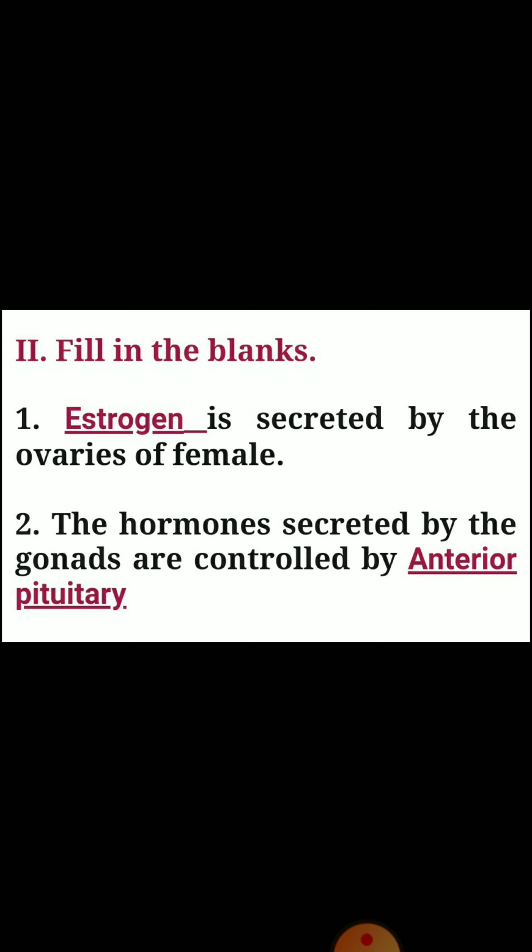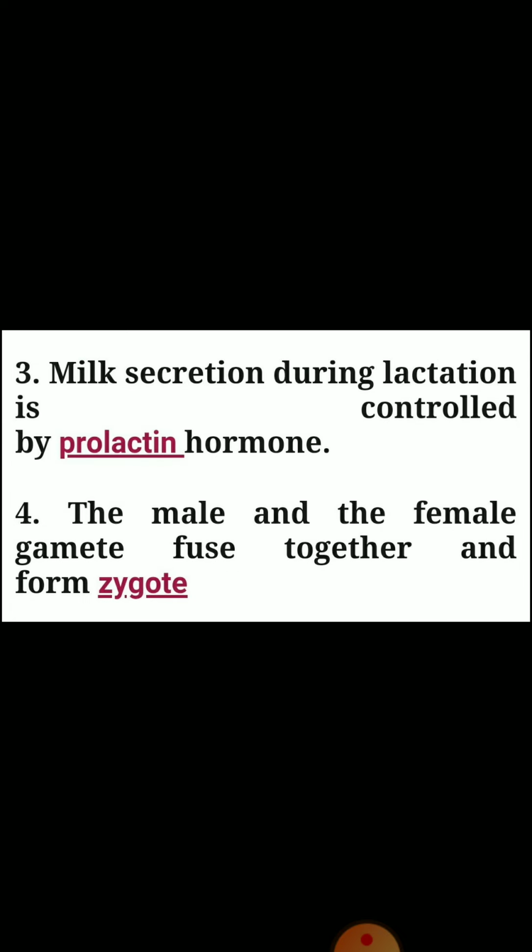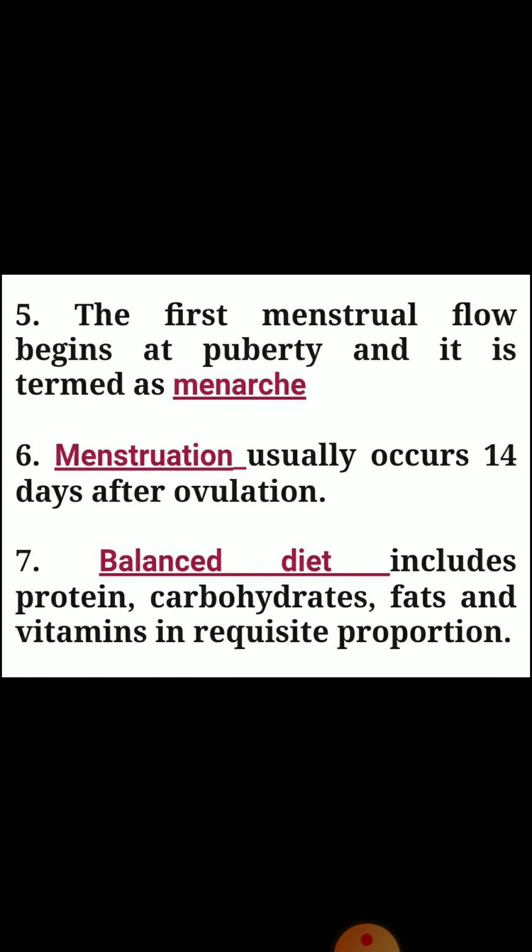First one, dash is secreted by the ovaries of female. Answer estrogen. Second one, the hormones secreted by the gonads are controlled by dash. Anterior pituitary. Third one, milk secretion during lactation is controlled by dash hormone. Answer prolactin. Fourth one, the male and the female gamete fuse together and form dash. Answer zygote. Fifth one, the first menstrual flow begins at puberty.